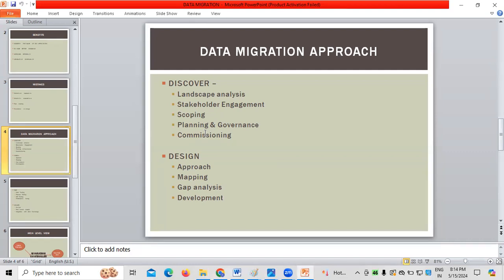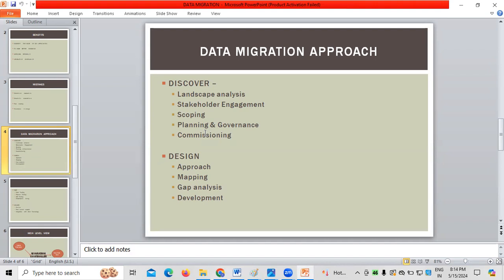The second phase is called the design phase. In this design phase, first of all, we need to identify the approach. That means how to design the project. That approach you have to identify. What must be the approach? So once you have identified the approach, you need to perform data mapping.